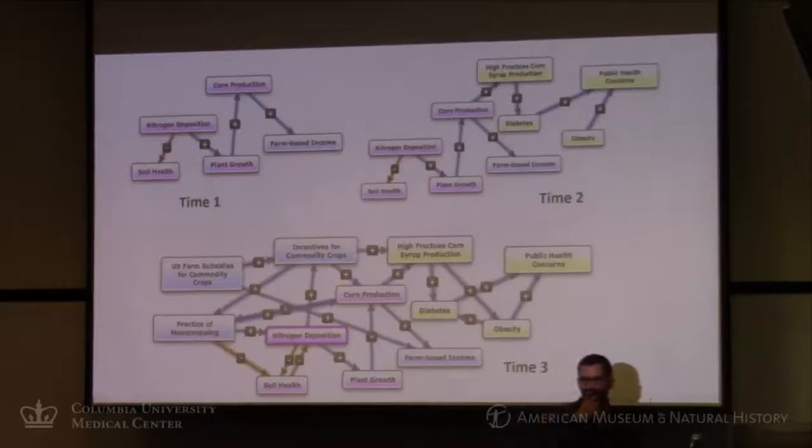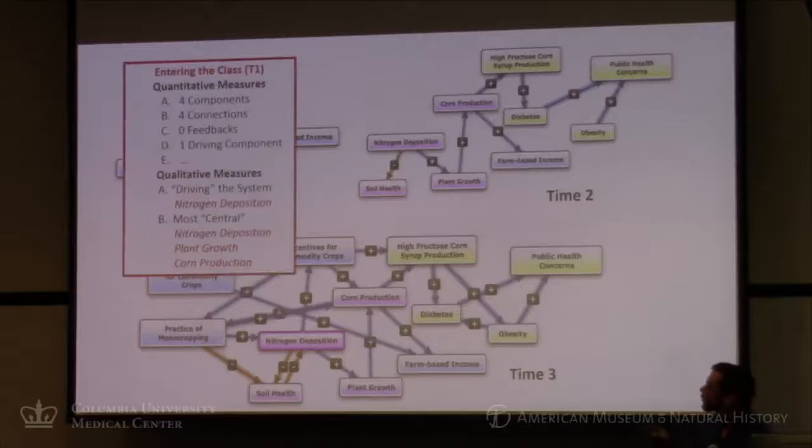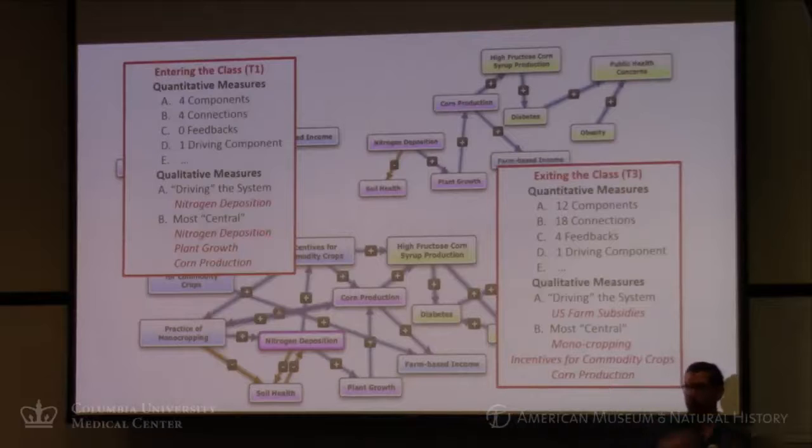And then by the end, we hope for a more complex view of the relationship between farm dynamics, public health, and maybe US policies. And what we can do as students progress and build multiple models over time is evaluate that. When they came in, the model will give you an idea of how many components there are, how many connections, feedbacks, that type of thing, but also qualitative measures. So at the beginning, the model represented that the biggest driving factor of the system was nitrogen deposition, and the most central were nitrogen, plant growth, and corn. And maybe at the end of the course, they have more components in their models, you would imagine they would, more connections between things, but what's driving the system at the end may be something like farm subsidies or policy. They realize the role that plays, and the most central may be things like incentives for commodity crops.